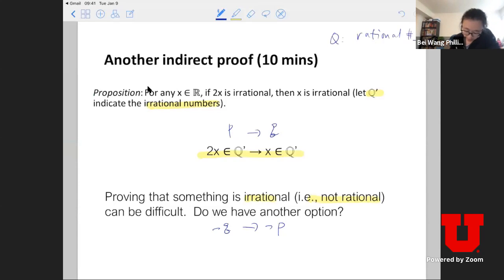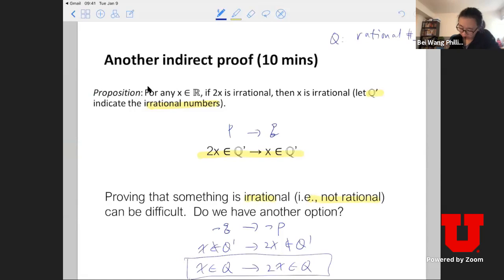then I want to prove: if x is not in Q prime, then 2x is not in Q prime, which is equivalent to saying: if x is in Q, then 2x is in Q. What does this mean? If x is a rational number, we want to prove that 2x is a rational number. This turns out to be much simpler. So what we want to do is prove the contrapositive statement.